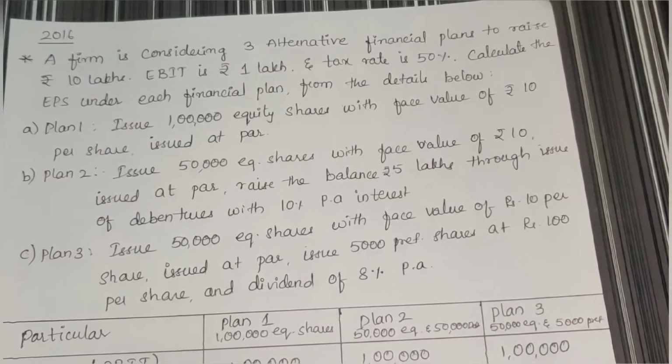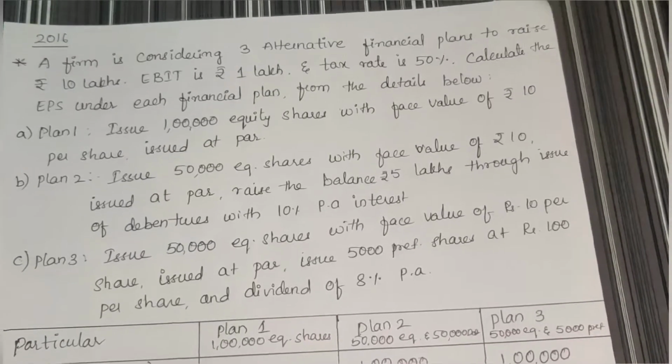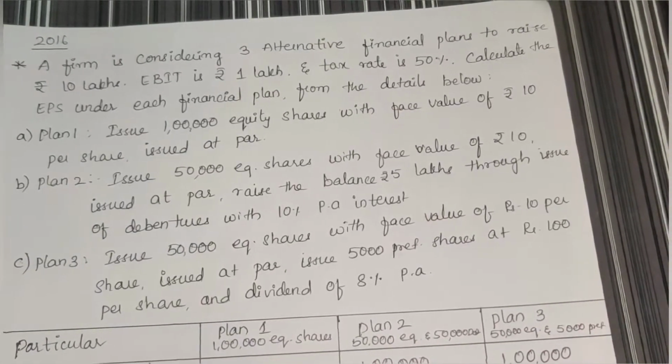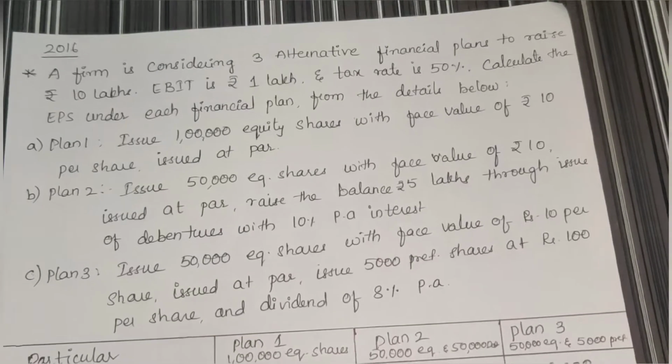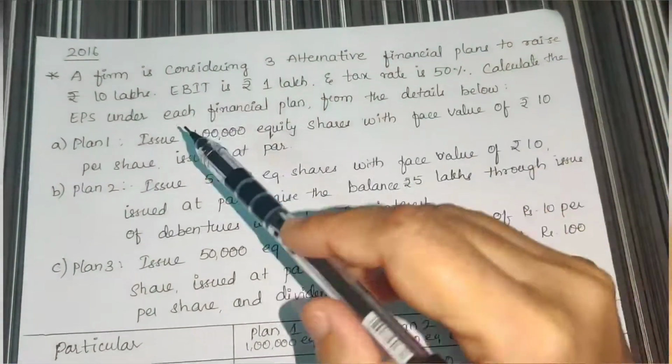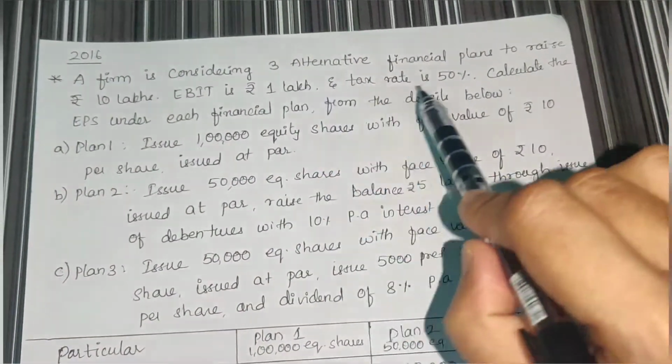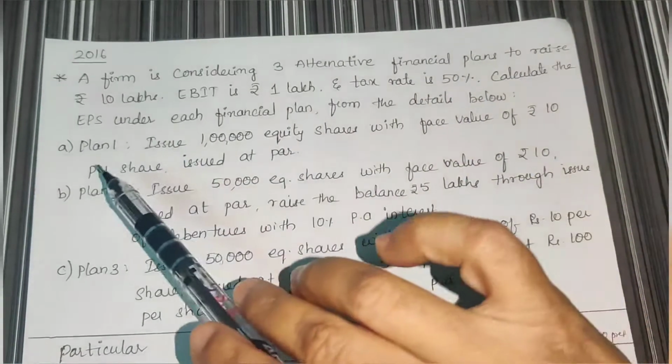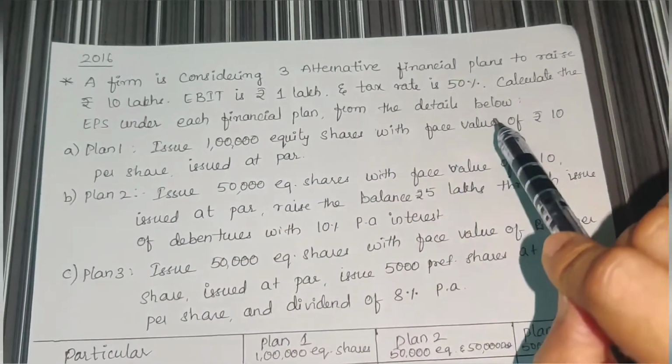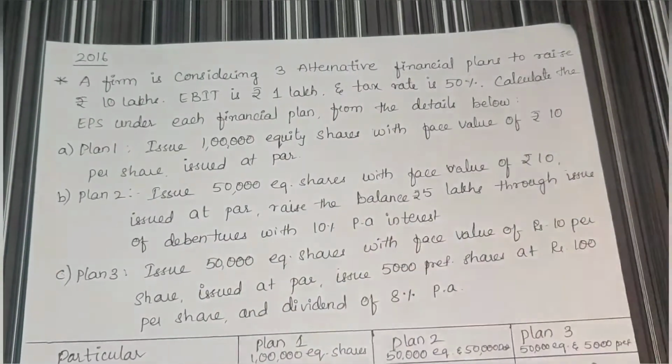So according to it, the problem goes like this. A firm is considering three alternative financial plans to raise rupees 10 lakhs. EBIT is 1 lakh and tax rate is 50%. Calculate the EPS under each financial plan from the details given below.